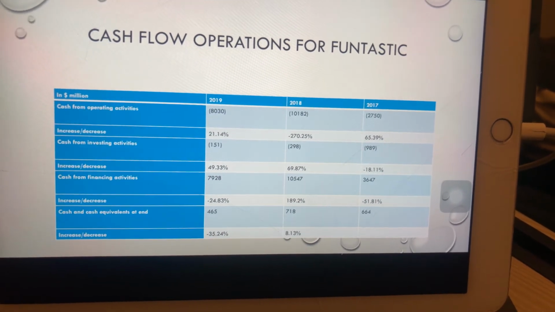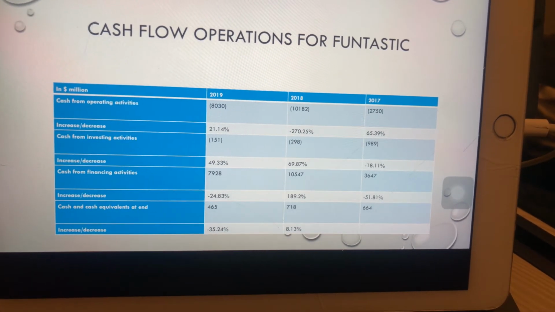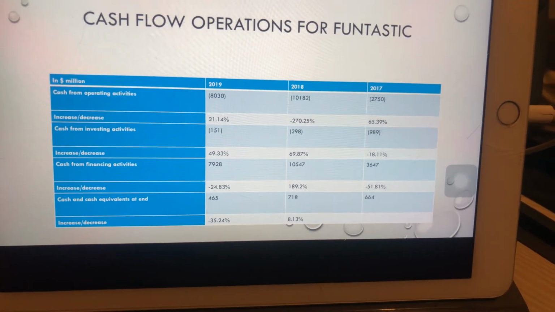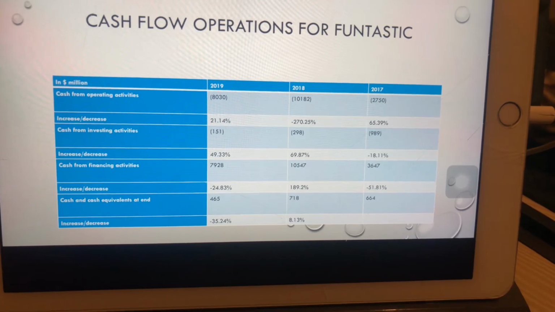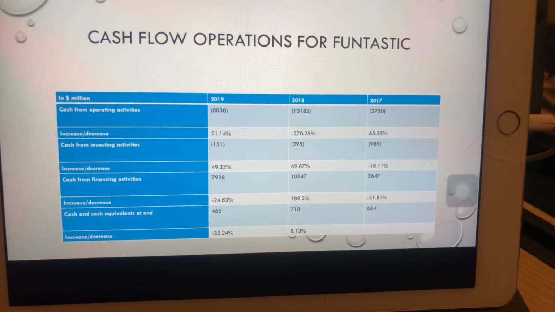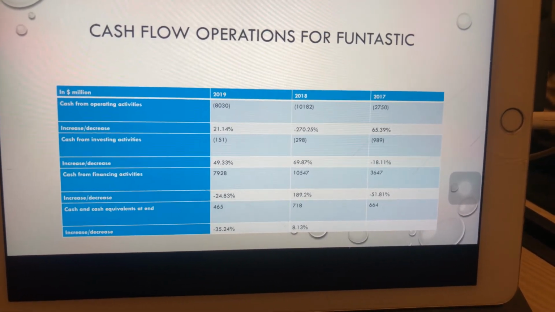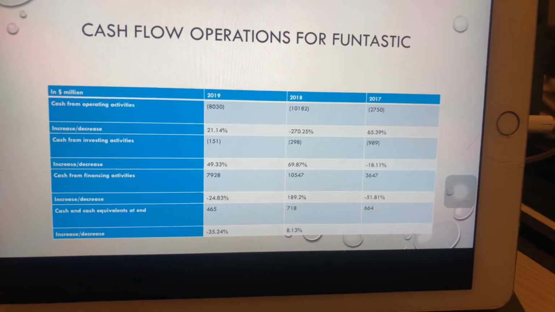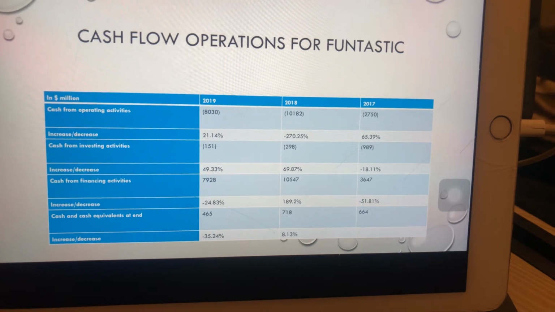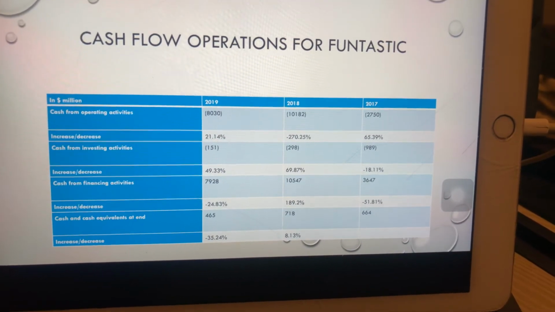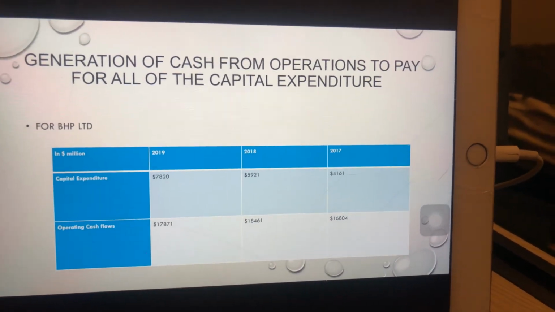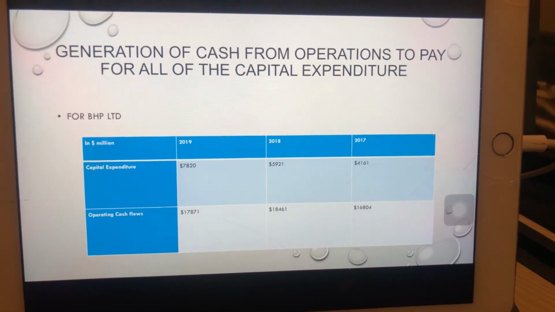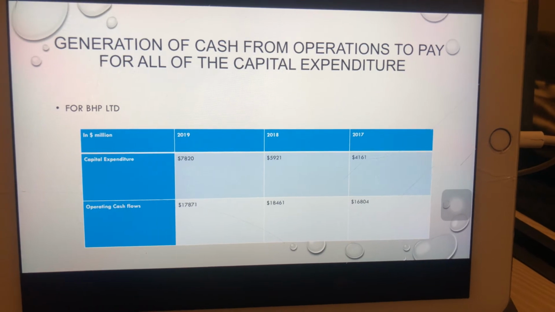Finally, we'll discuss the cash flow for Fantastic Limited. It shows a positive increase from the operating activities, a decrease in the outflows from the investing activities, and a decrease in the inflow from the financing activities. Overall, there is a reduction of cash and cash equivalents at the end of year. Next is the generation of cash from operations to pay for all of the capital expenditures.